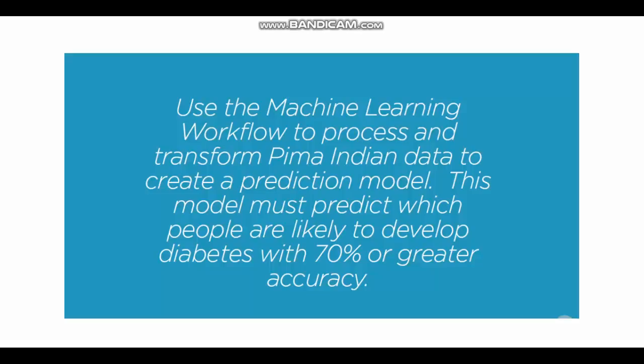And the metric is that this model must predict which people are likely to develop diabetes with 70% or greater accuracy. So we need to classify people into two categories, whether they are likely to get diabetes or not, from the dataset. Now let us see how we are going to do this.